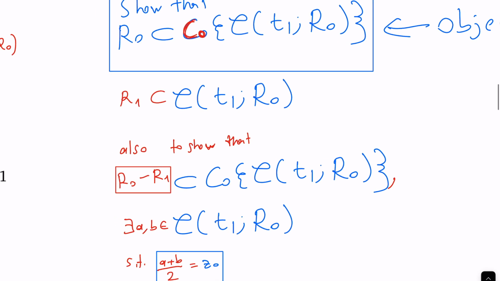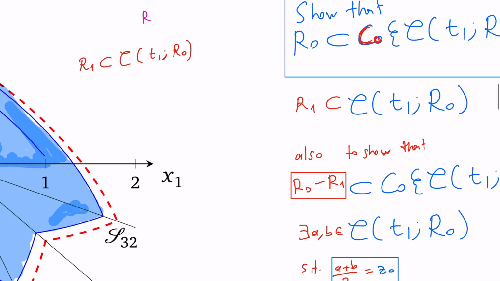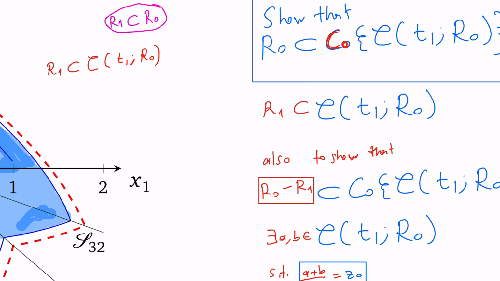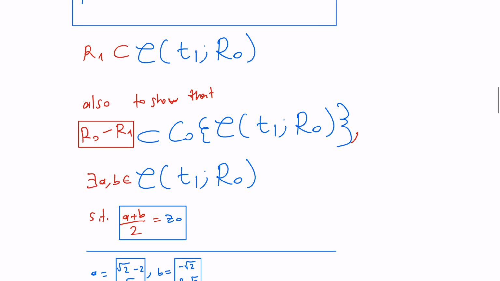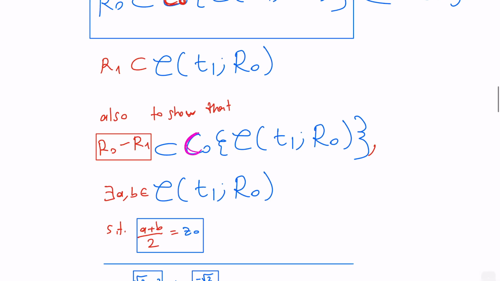And also to show that the rest of R1 is in, let's also write that R1 is contained in R0. We want to show that R0 is contained in some set. And we show that some part of R0 is contained. What about the other part is the main question. And to show that, here it says convex hull.